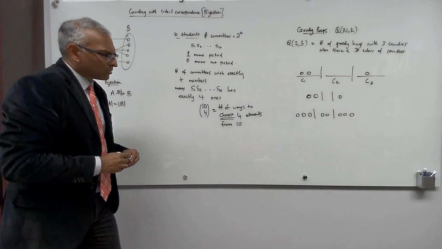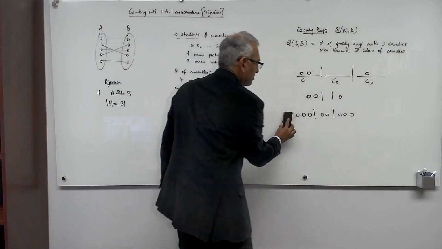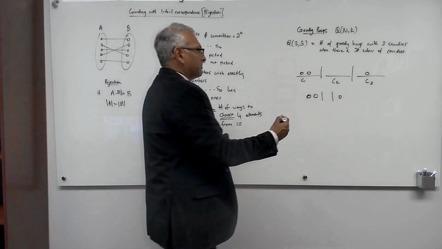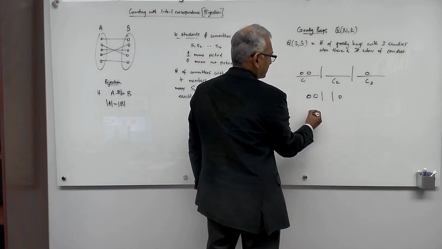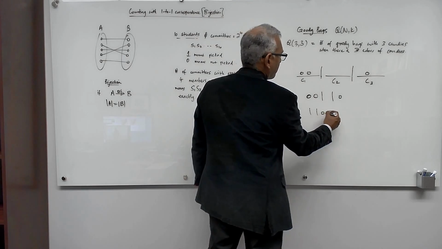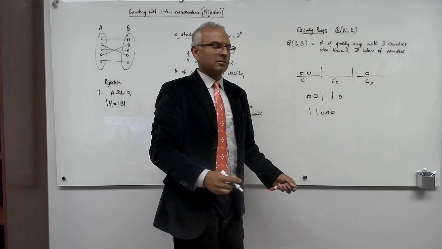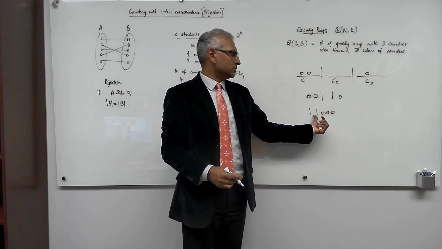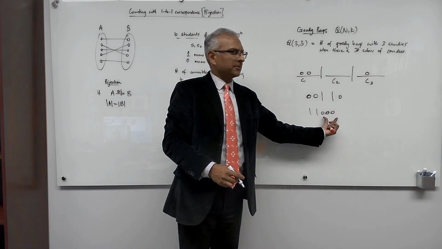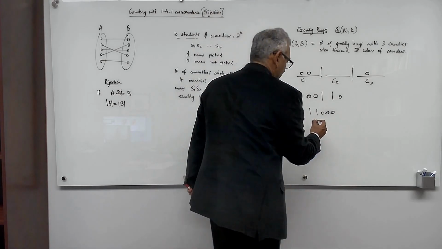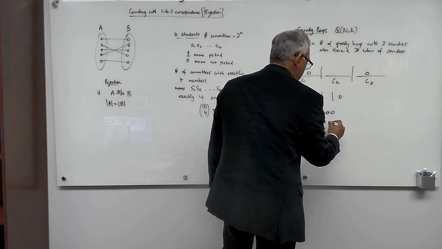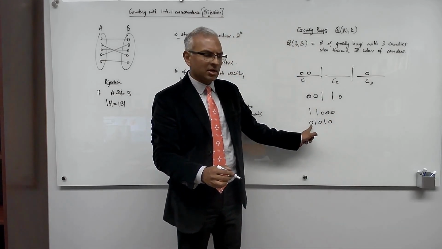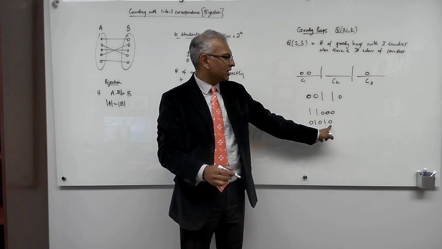Now, what is this goodie bag? Another goodie bag with 3 candies. What is that goodie bag? 0 of color 1, 0 of color 2, and 3 of color 3. And what is this goodie bag? 1 of color 1, 1 of color 2, 1 of color 3.